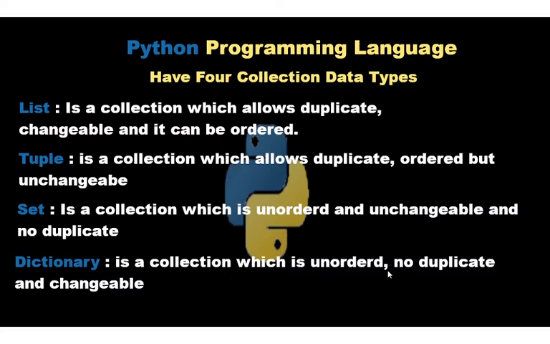Now, when we say a data type allows order, that means the items have a defined order and we can call each item. When we say a data type allows duplicates, that means we can have 2 or more of the same item in a single variable. And when we say a data type is changeable, it means we can change items after it has been created. Let's give an example of each for better explanation.